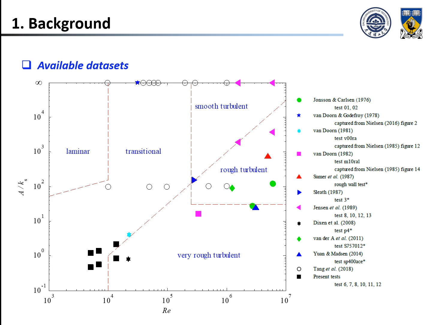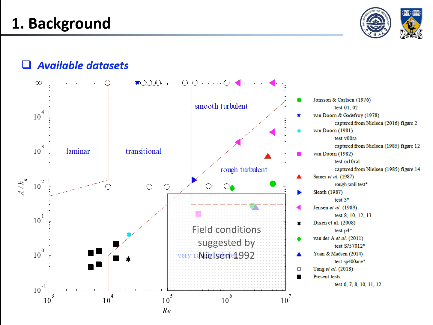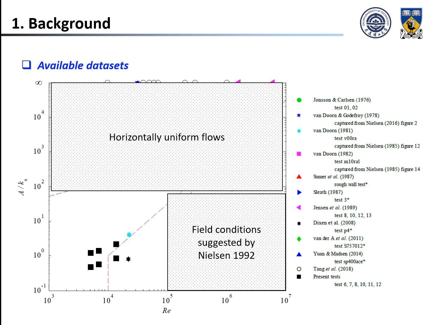Here we show the datasets we have in the space of AonKS and the Reynolds number. The red corner is the field conditions for natural sand bed suggested by Nielsen in 1992. Unfortunately, we still don't have enough data to investigate this area. We would like to expect in the region with AonKS larger than 100, the horizontally uniform condition is valid.